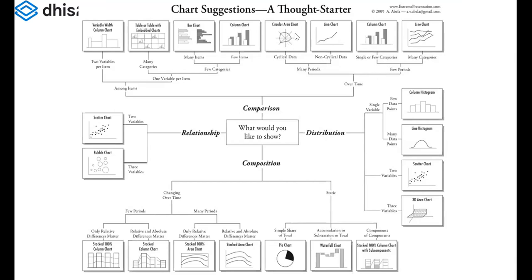But then again, which one to choose across these options, we can decide on a few other minor criteria, like how many periods, things like that. And if it is going to be among items, then we mostly will be using column charts and bar charts, right? And if you are going to use relationships, we can use scatter chart.